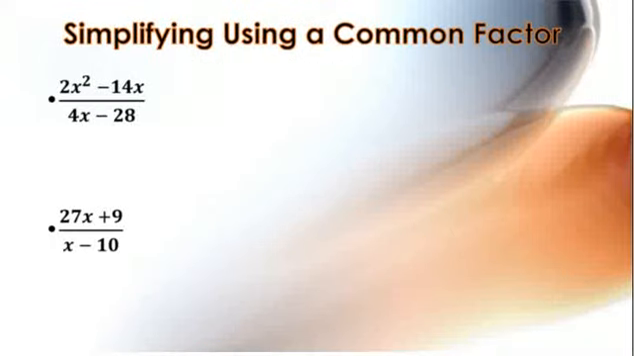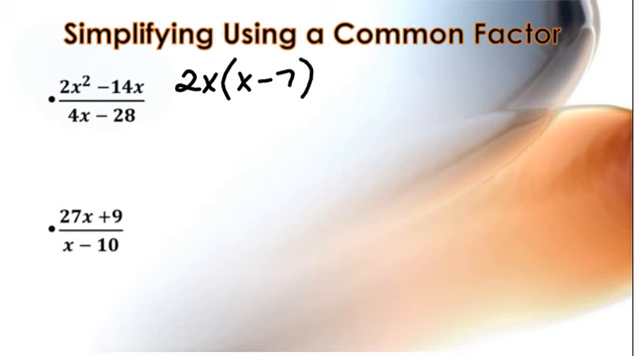Other examples, 2x squared minus 14x divided by 4x minus 28. So I need to factor. In the numerator, the greatest common factor is 2x. That leaves me with x minus 7. And all I'm doing is just dividing the common factor from both terms in my problem. So 2x squared divided by 2x is just x. 14x divided by 2x is 7.